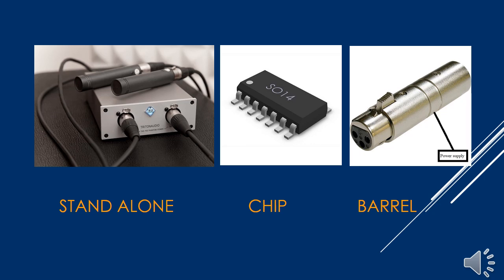These are the forms. This is the standalone version. This is the chip, which is made by a German factory called Prema, and it will be available in the beginning of next year. And this is the barrel possibility, that you put it in a console which has no True Phantom yet.